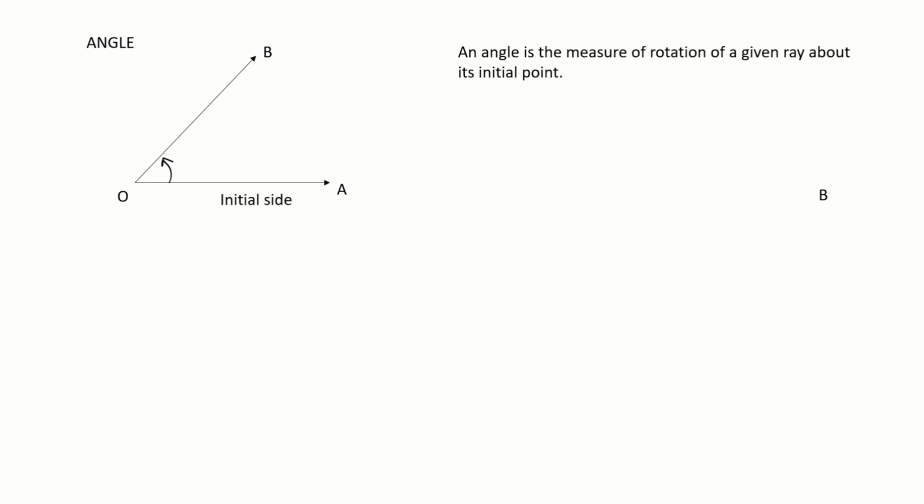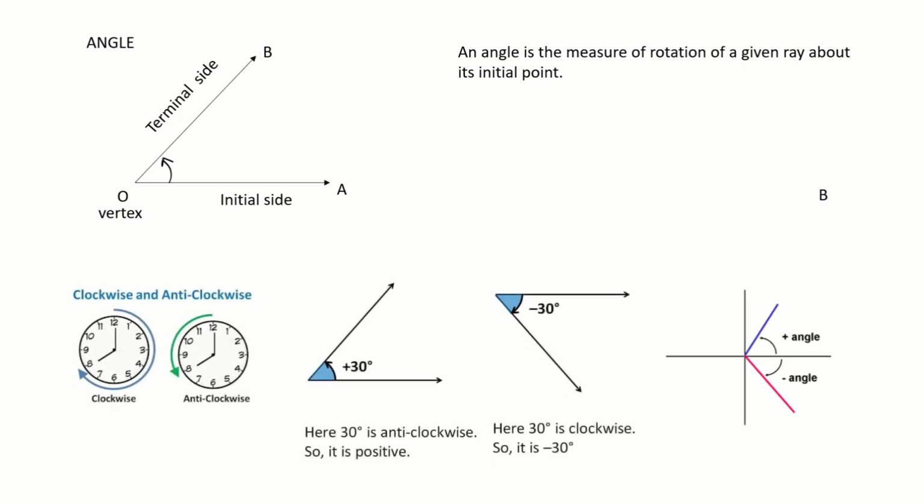An angle is a measure of rotation of a given ray about its initial point. The original ray is called the initial side and the final position of the ray after rotation is called the terminal side of the angle. The point of rotation is called the vertex. If the direction of rotation is anticlockwise, the angle is said to be positive, and if the direction of rotation is clockwise, then the angle is negative.